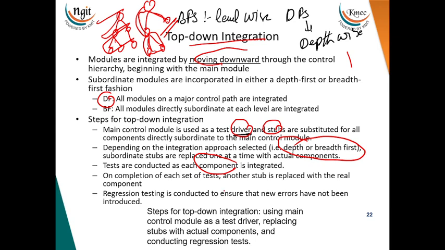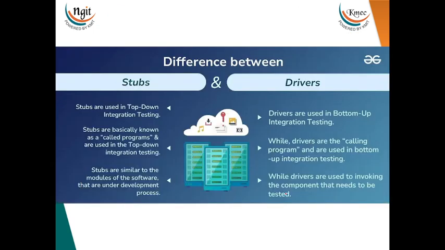For integration of components in top-down integration, the main control model is used as a test driver, replacing the actual components with stubs. Correct? This is the concept of this. Regression testing is conducted to ensure new errors have not been introduced.